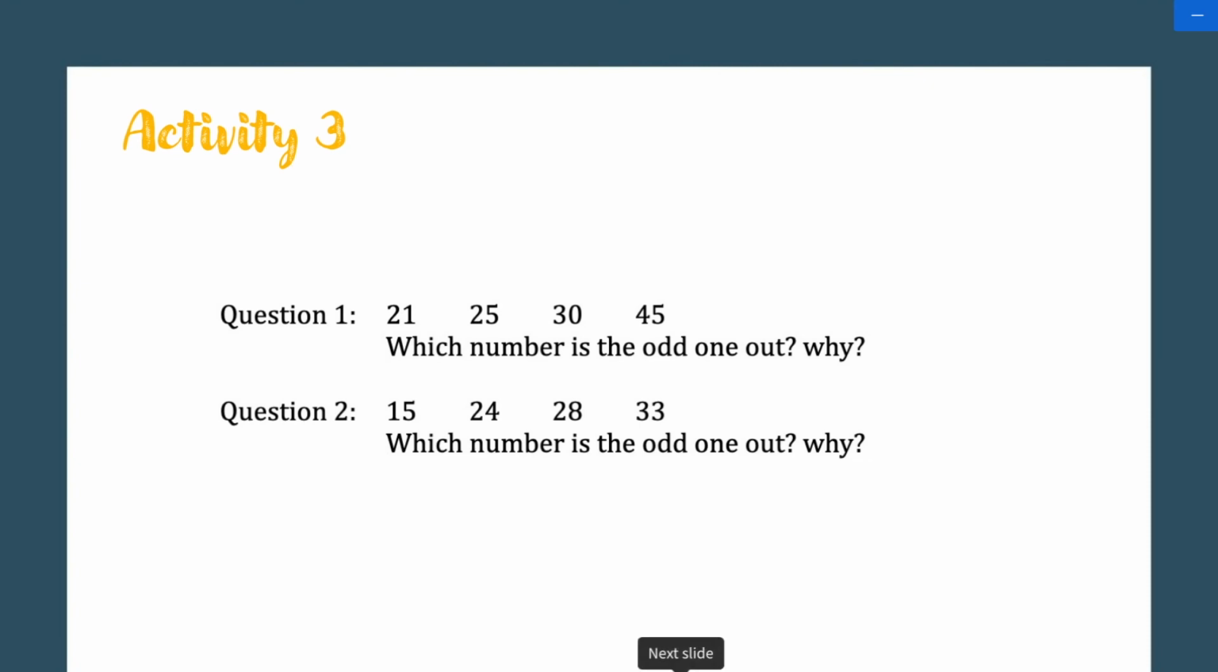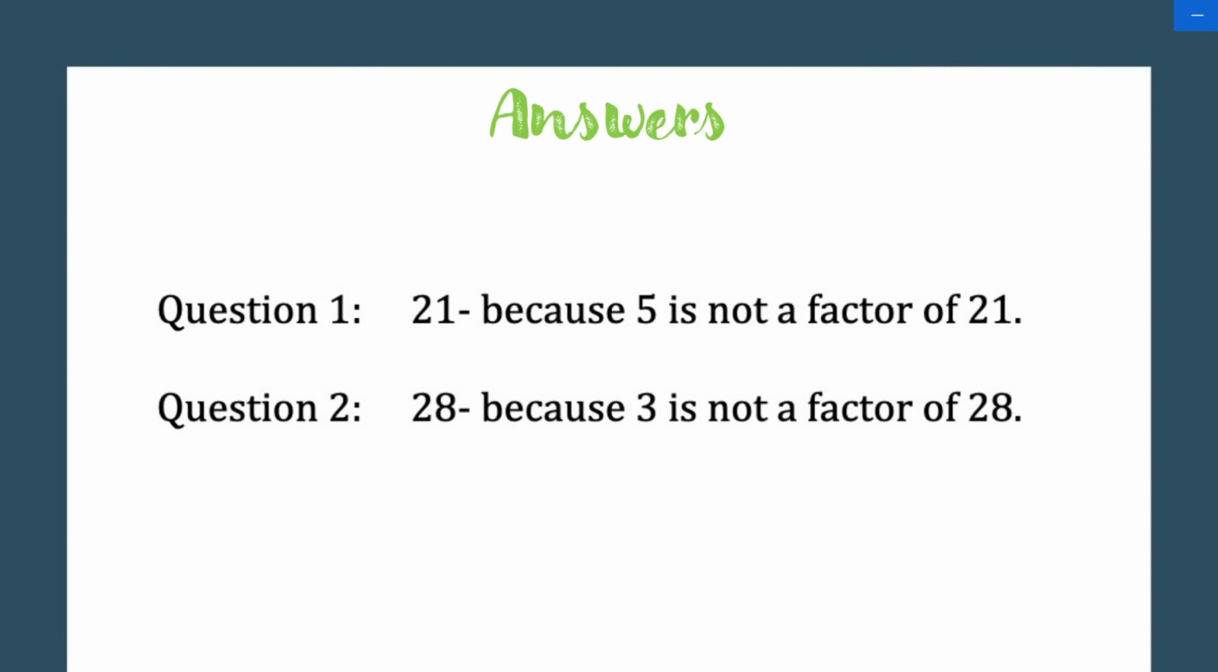Okay, and we're back. Here are the answers. Okay, 21 is the odd one out because 5 is not a factor of 21 and all the other ones are. And then for question 2, 28, because 3 is not a factor of 28 and probably all the other numbers were multiples of 3, so they all divided by 3.